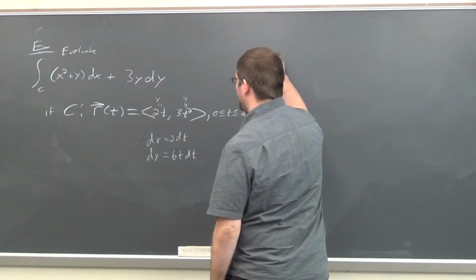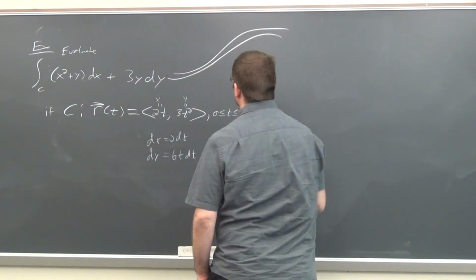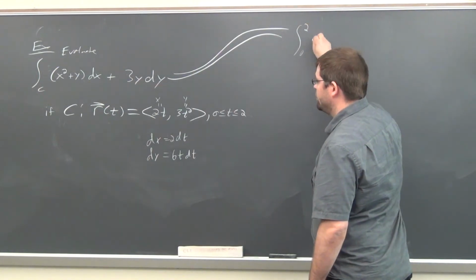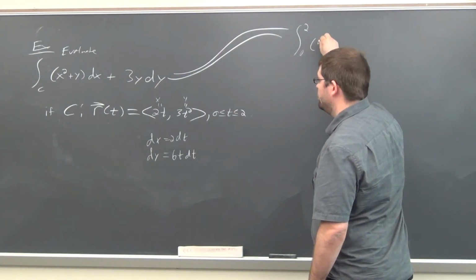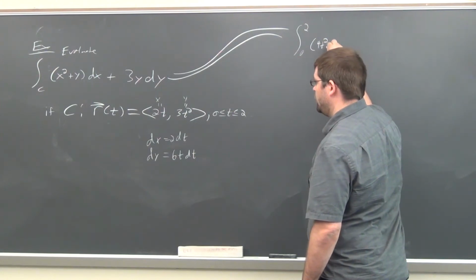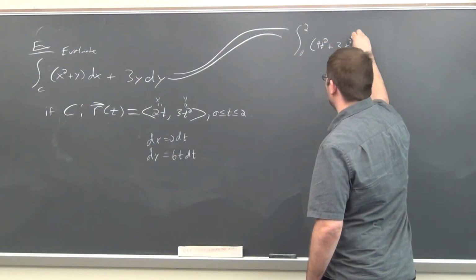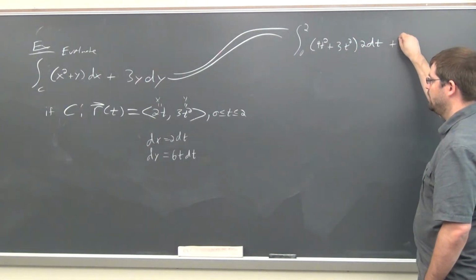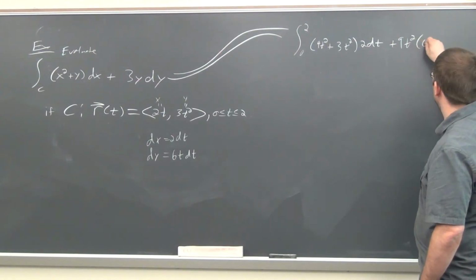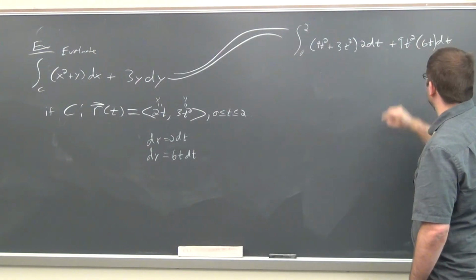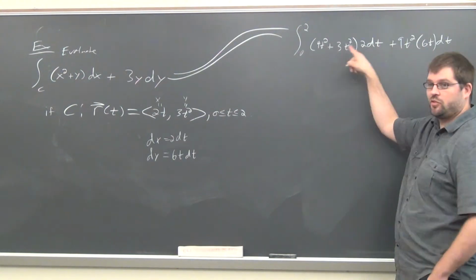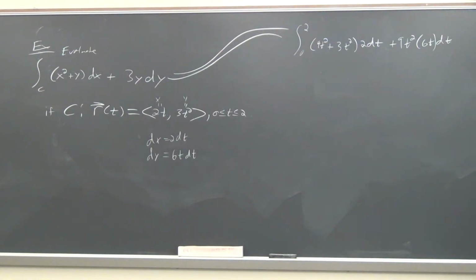Work this out here. So like I said, that's a nice equal sign there, it becomes the integral from 0 to 2 of (4t squared + 3t squared) times 2 dt, good, and then plus 9t squared times 6t dt. And maybe I'll just leave it like that. I think that's an easy integral, right? Now everything's just in terms of t's, just multiply it out. You get a big polynomial and you can integrate that. Okay.